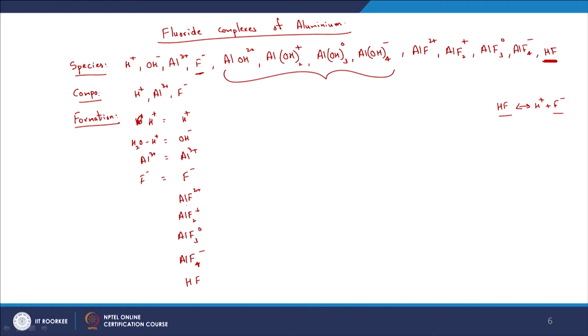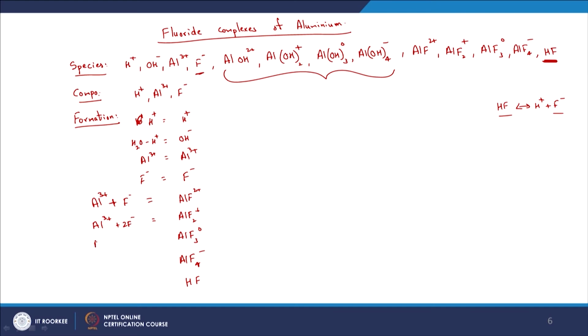Now I am going to come up with a relevant aspect here. How do I go about it? Again, as we mentioned, we need to look at expressing beta star. So it's going to be Al3 plus plus F minus, which is equal to AlF2 plus, and the other one would be Al3 plus plus 2F minus, which is equal to AlF2 plus 2H plus, is it?